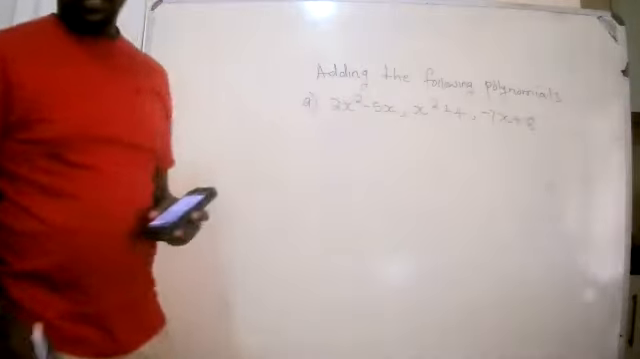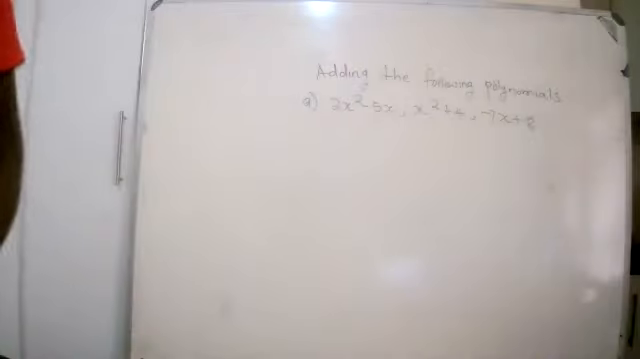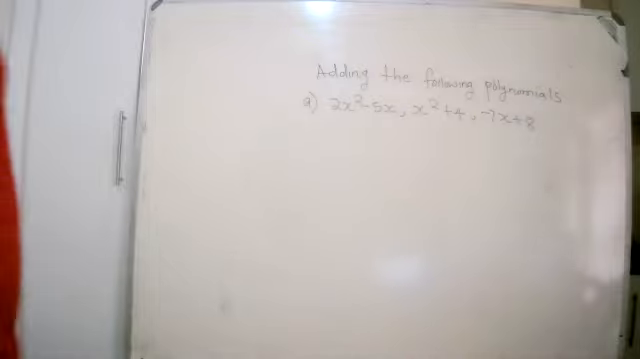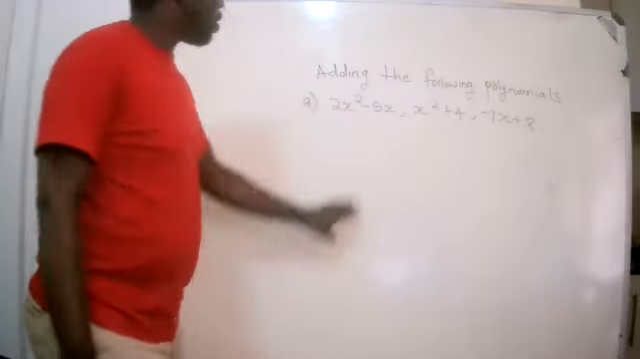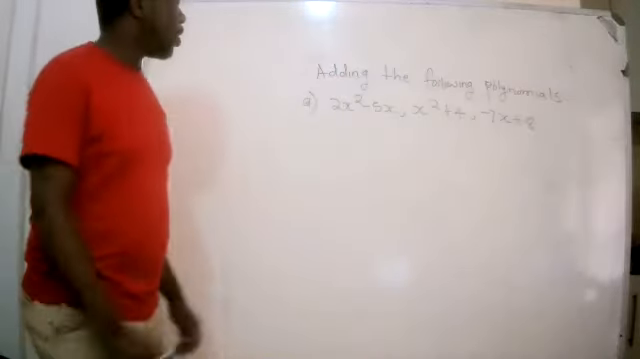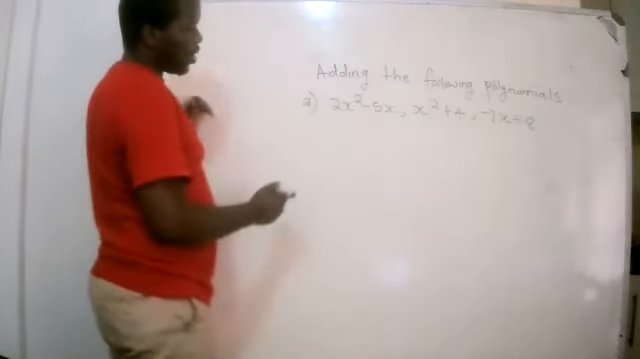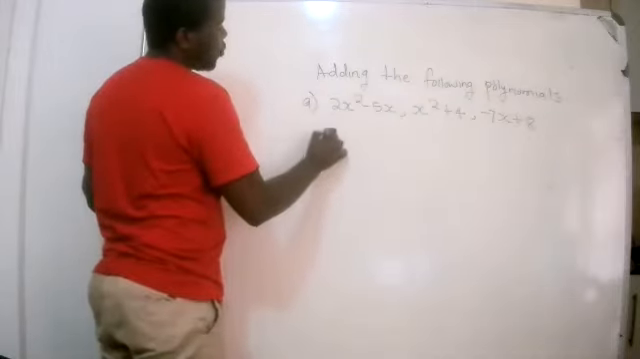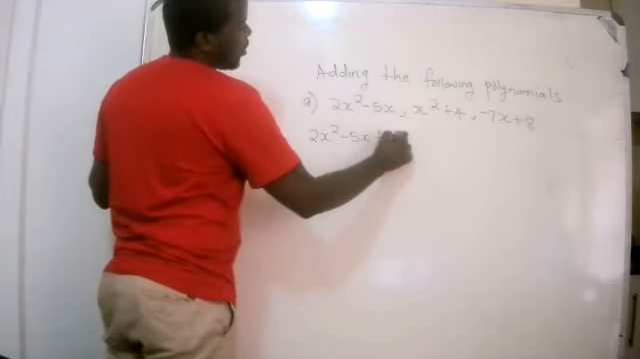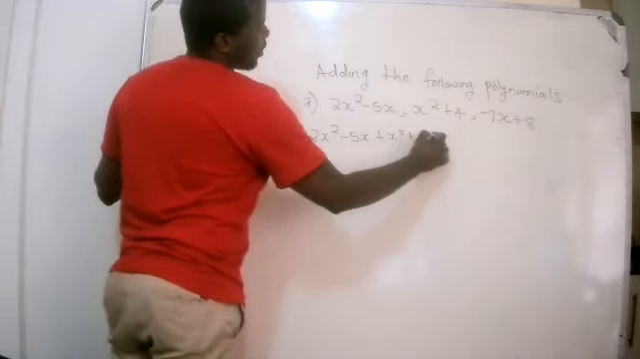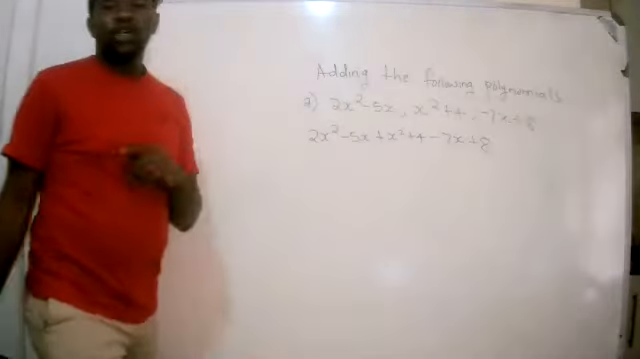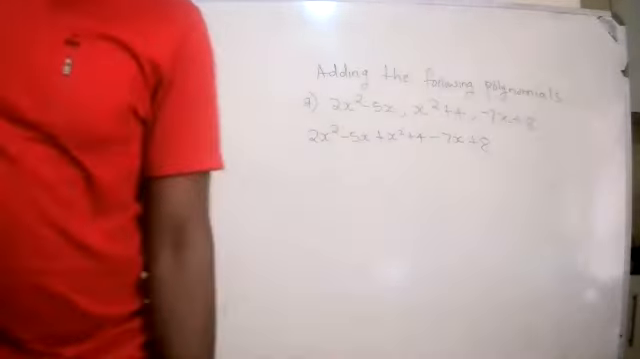All right, let's do this question together. So the question is about adding all the polynomials. You can see we're given different polynomials here. We want to add all of them. So this is what we're supposed to do in order to add the polynomials. We're going to have 2x squared minus 5x, and then we add x squared plus 4x, and then we add minus 7x plus 8. Do you all see what I've done there?